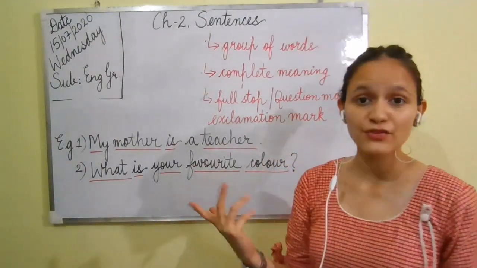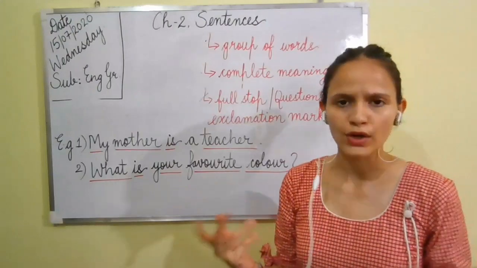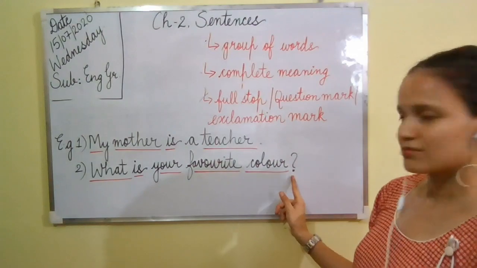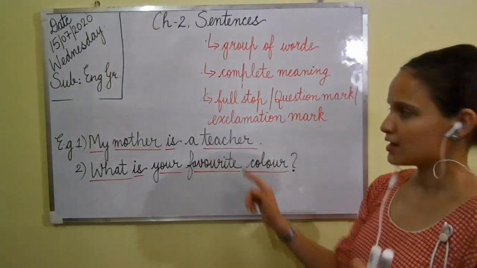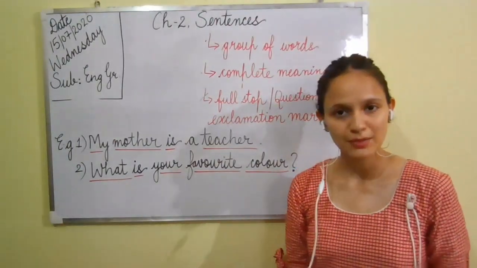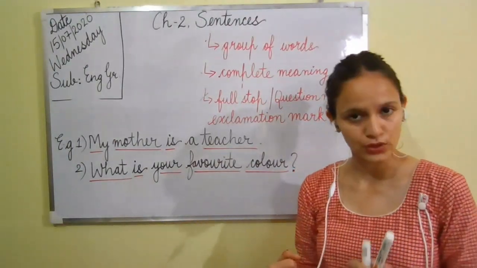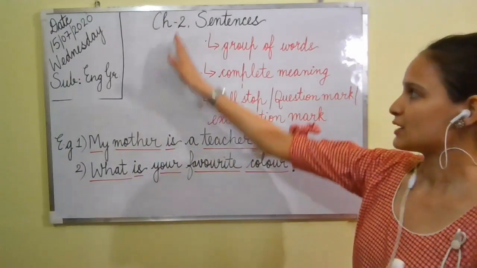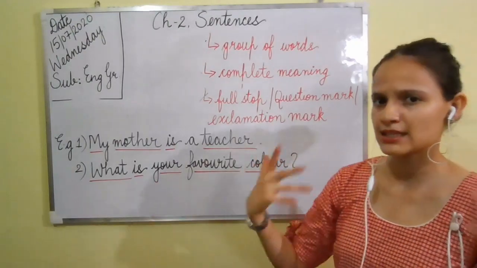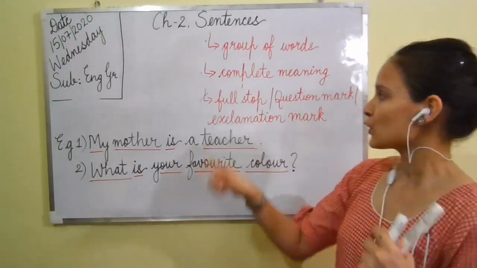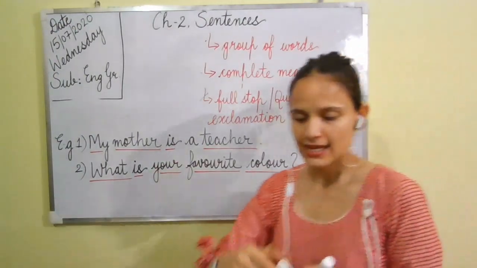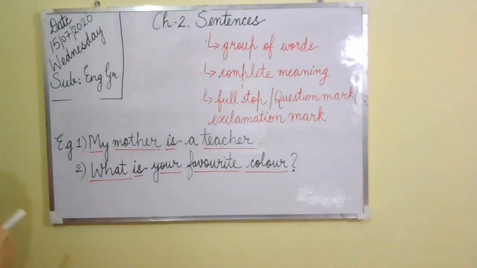Okay, so what is your favorite color? Where do you live? What are you doing? So these are the questions. So it's ending with a question mark. So कोई भी sentence जब वो complete होता है तो वो full stop के साथ, question mark के साथ या exclamation mark के साथ end होता है, right? So three categories fulfill हो गई, group of words भी हैं, meaning भी हमें पता चल रहा है कि sentence का meaning क्या है, sense क्या है, और ये end हो रहा है with a question mark. So this is also a sentence. Let's take another examples.